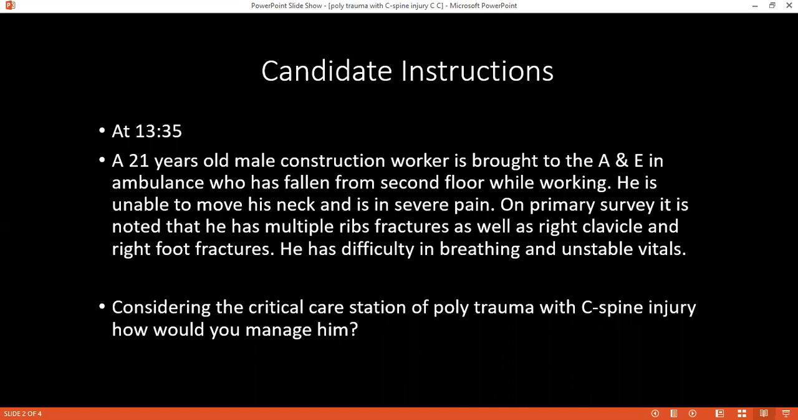Are they telling you? Don't read, just tell from your own. Okay. Yes, ma'am, CT. At first, I will do FAST to see if there is any collection of blood in the perihepatic space, perisplenic space, pericardium, or pelvis. And when I can't find anything, then I will go for a CT scan.